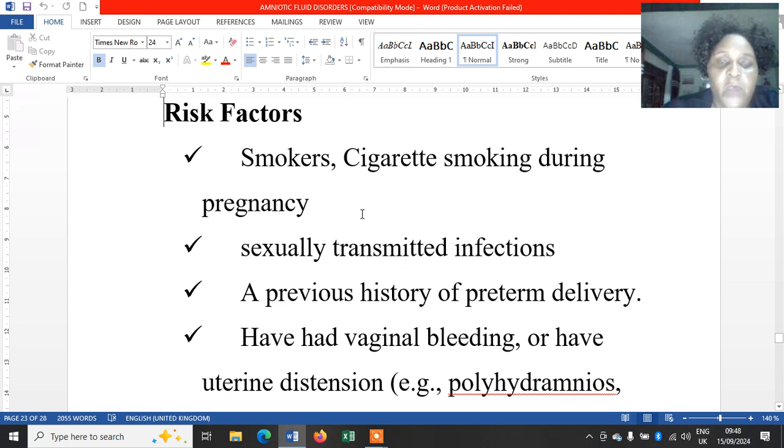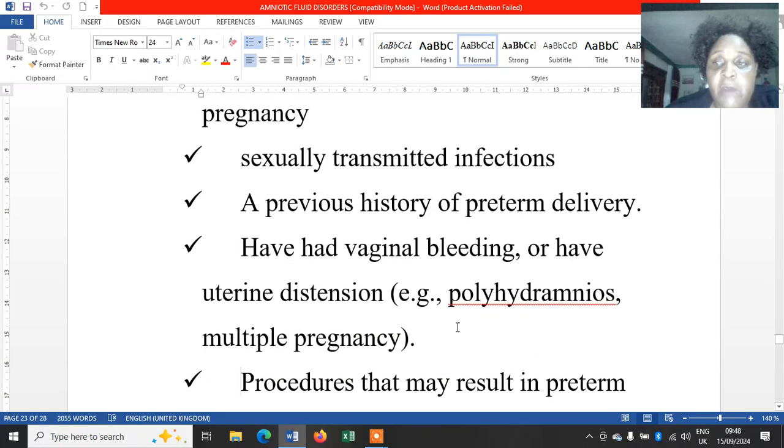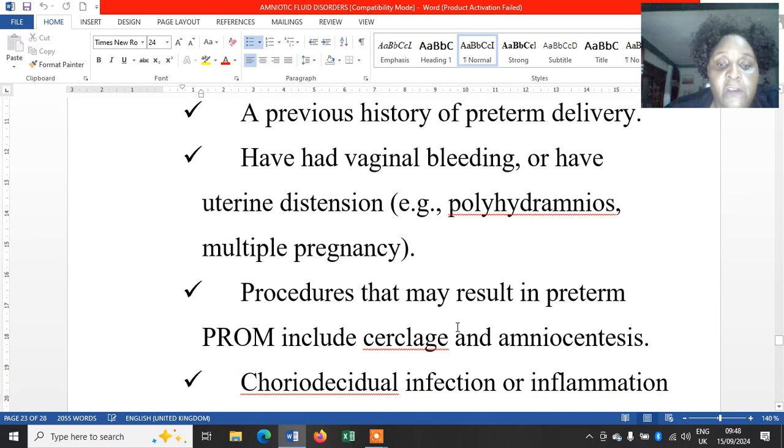Let's pick up where we stopped. We are talking about risk factors of premature rupture of membranes. We said smokers, people who smoke cigarettes during pregnancy, sexually transmitted infection, as we said, they can weaken the amniotic membrane, previous history of preterm labor, people who have had vaginal bleeding or have uterine distension like polyhydramnios, or even multiple pregnancies. All this can cause premature rupture of membranes.